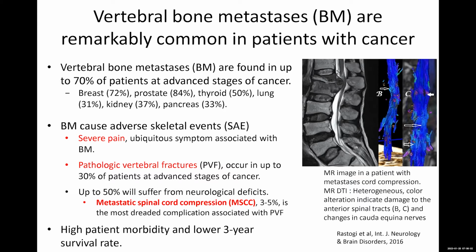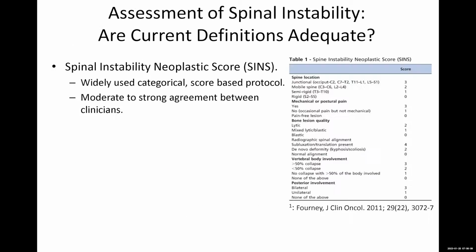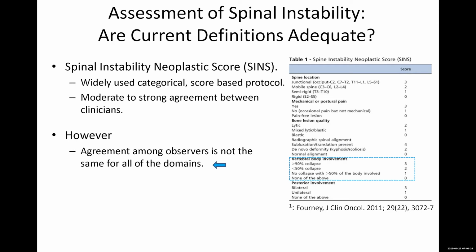And essentially, if the patient does have this kind of fracture, his survival and morbidity goes way down. Okay, the problem is that current prediction methods are really based on classification, like many other systems. This is called the SINS protocol, which is the most prevalent one. It's really used for characterizing patients. However, there's very little agreement between different patients for different domains.